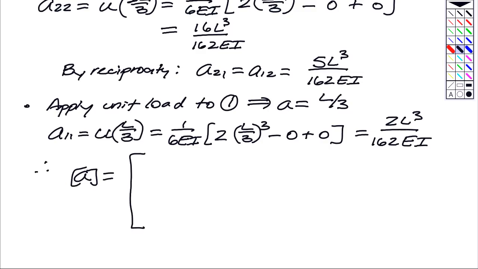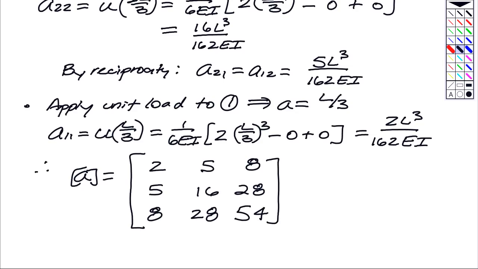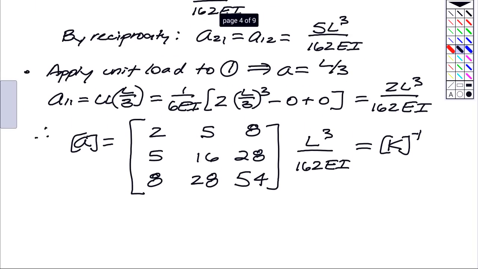Just repeating what we have just derived: 2, 5, 8, then 5, 8 down, 16 and 28 across, 28 down, and the 3, 2. In the 3 position, we have 54, and that all gets multiplied by L cubed divided by 162 EI. And this is the inverse of the K matrix, which in the notes we're calling the flexibility matrix.